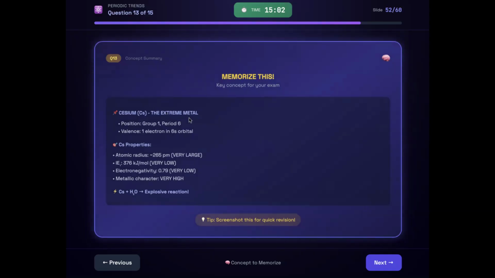Memorize this: cesium, the extreme metal, is in group 1, period 6. Valence 1 electron, the 6s. Atomic radius is very large, 265. Ionization energy is very low, and electronegativity is very low. Metallic character is very high. It's very easy to lose the electron. Cesium plus water gives an explosion. It is a very reactive metal.